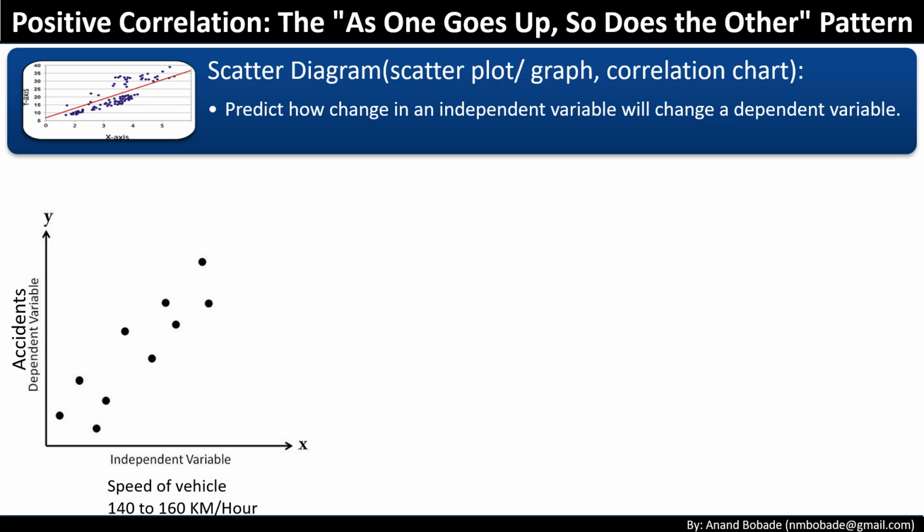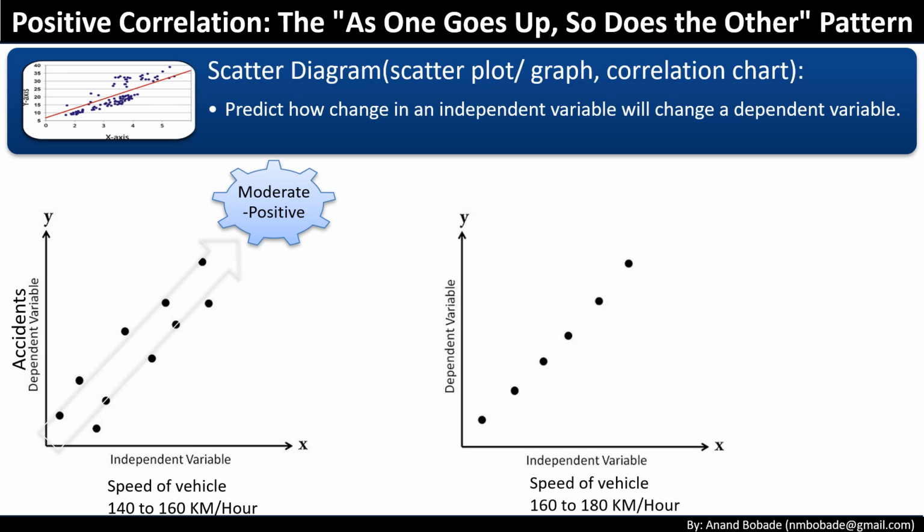In the first graph, we're looking at speeds between 140 and 160 kilometers per hour. As you can see, as speed increases, the number of accidents also increases. This shows a moderate positive correlation. The data points follow an upward sloping pattern, but they're not perfectly aligned.